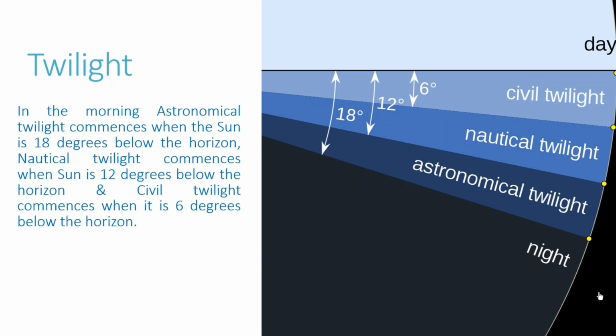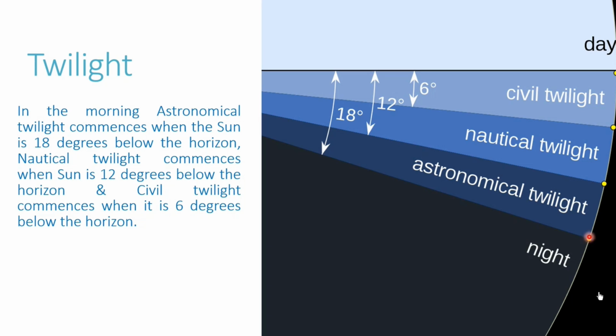Now we have zoomed into the right side portion of the diagram depicting the sunrise. Now you see the sun is at a particular time. As the sun approaches our horizon, right now it is night, it is totally dark. We are not receiving any light from the sun.